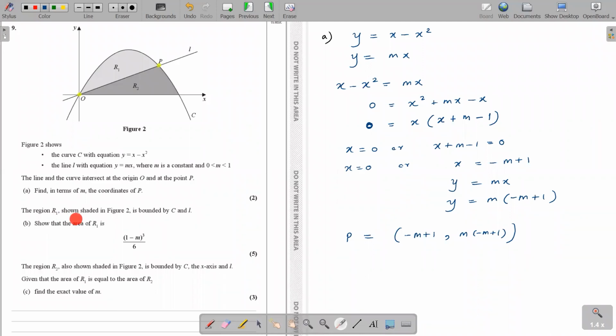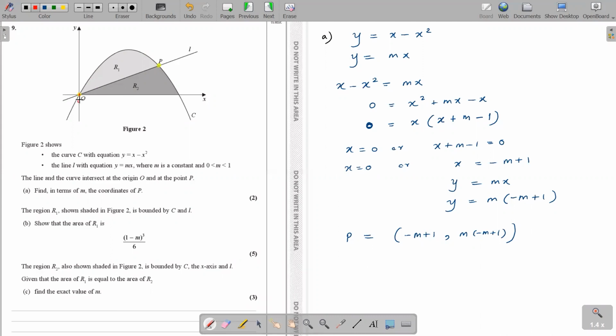Okay, moving on to part B. The region R1 shown shaded in figure 2 is bounded by C and L. So you can see region R1 that they have shown shaded here. They are saying it's bounded by the curve and the line L. Show that the area of R1 is (1 minus m) to the power 3 divided by 6. Okay, how do we find the area of region R1?